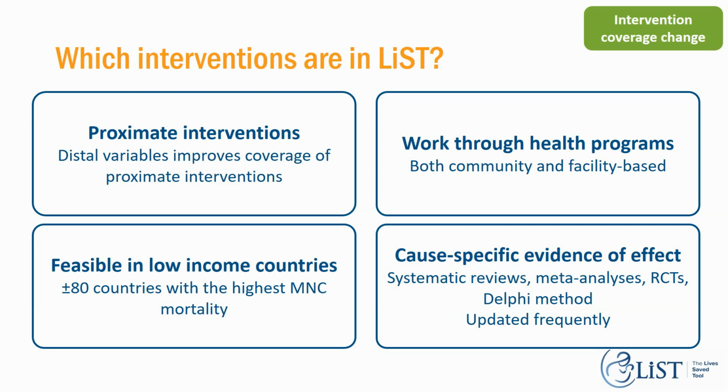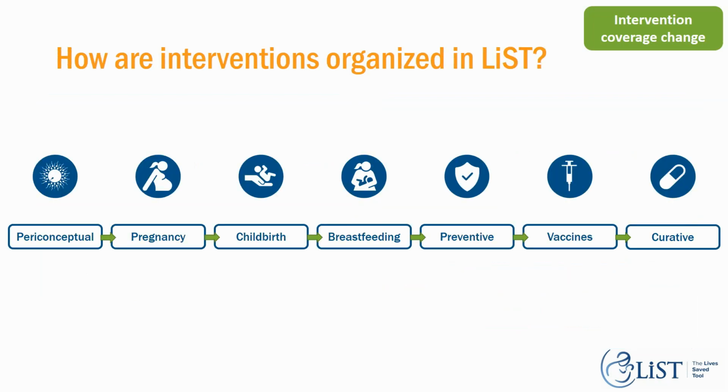So most of that information will come from systematic reviews, from meta-analyses, from randomized control trials, and if none of those are available, we also turn to the Delphi method. This information is updated frequently. We're constantly trying to stay on top of the most recent data available in the literature.